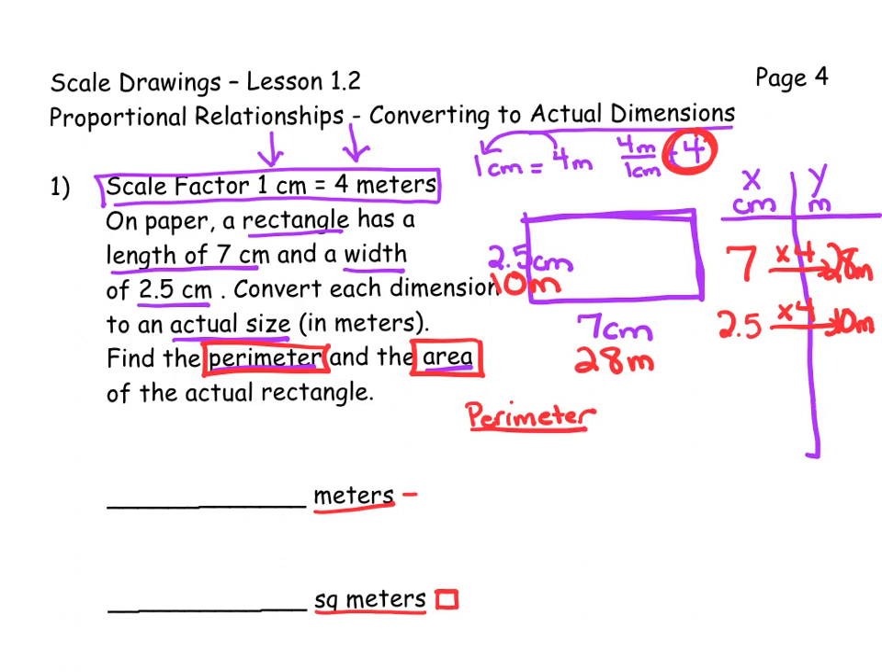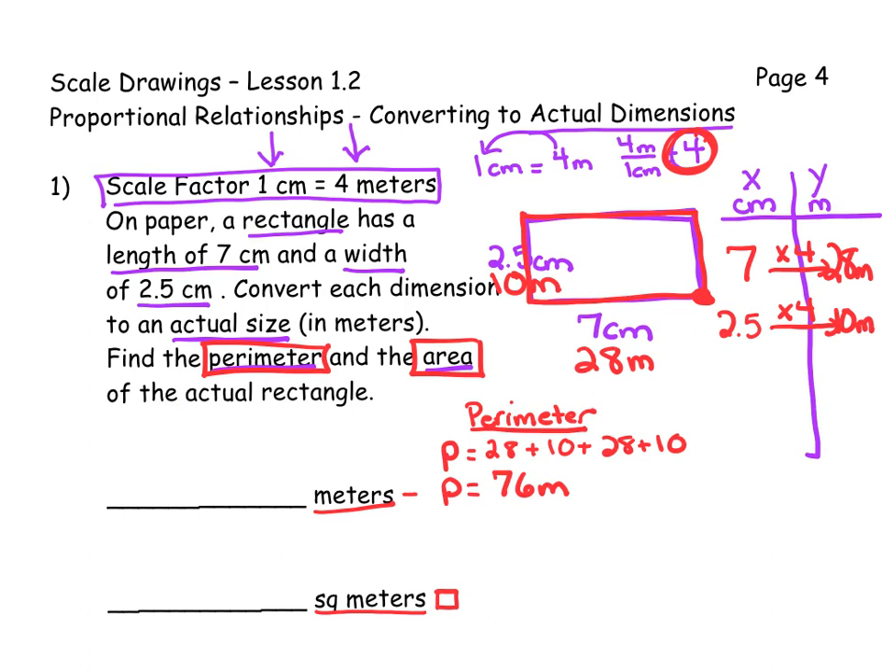As we take a perimeter walk around the outside of this rectangle, we would add 28 plus 10 plus 28 plus 10. So P equals 28 plus 10 plus 28 meters plus 10 meters. Take a moment and add that up on your calculator. You should have gotten 76 meters.